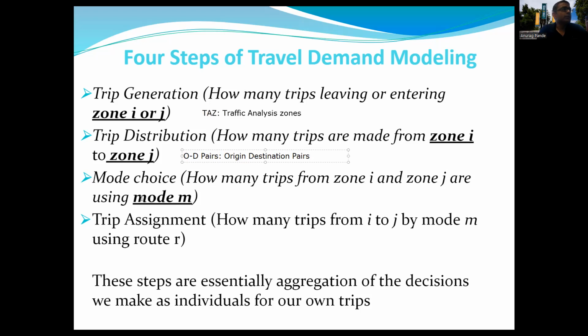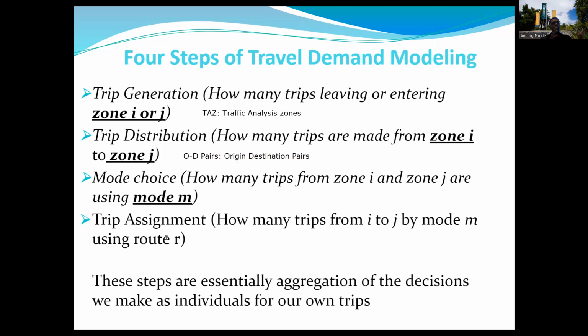Then once I've done the distribution, typically these are sequential steps, mode choice. How many trips from zone I to zone J, and those are sort of generic terms, I and J, that I'm using to specify the traffic analysis zones, are using a particular mode. Are they going to be drive alone mode? Are they going to be carpool mode? Are they going to be using bus, a train, a pedestrian mode, a bicyclist mode, whatever it is? So I'm basically now dividing the trips into different modes, and that's your mode choice.